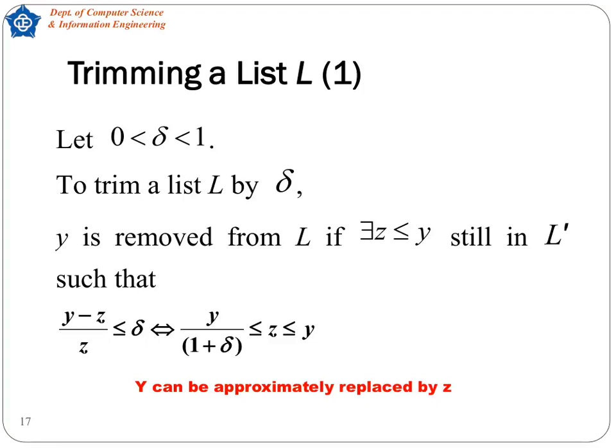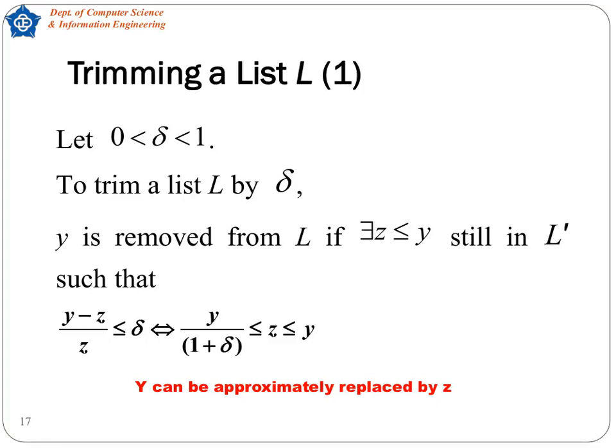Now let's see how we trim a sorted list L by a small factor delta, 0 less than delta less than 1, keeping only entries that add significantly new information. We build a new list L' by scanning through L element by element. For each y in L, we ask, is there already a z in L' that's close enough, within a relative error of delta? Algebraically, that means (y minus z)/y is less than or equal to delta, or equivalently z lies between y/(1 plus delta) and y. If so, we drop y because z approximates it well enough. Otherwise, we append y to L'.